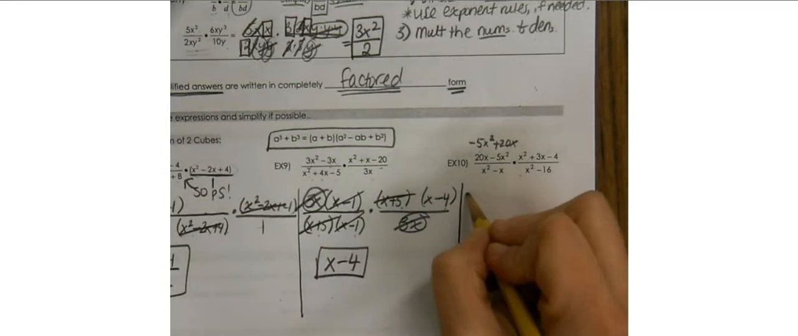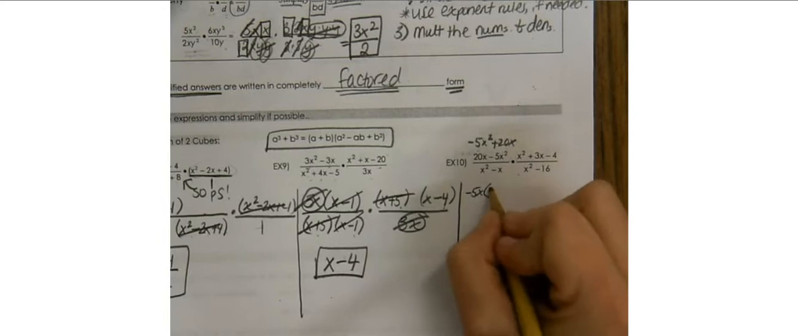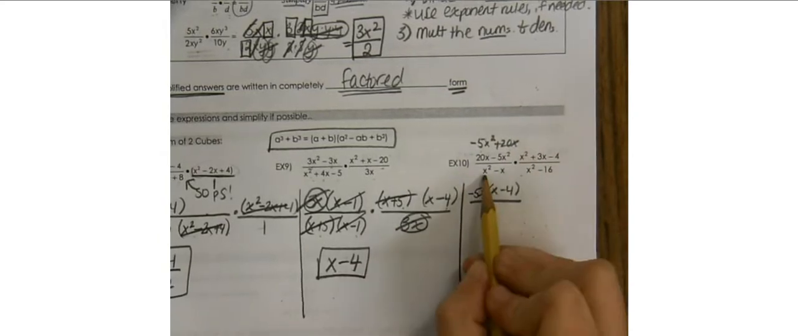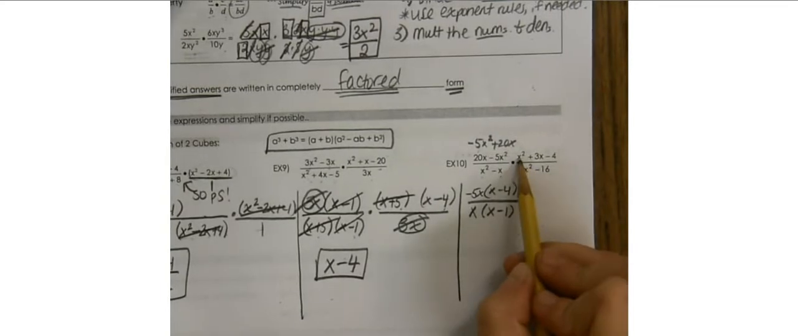So I'm going to factor out a -5x, and my leftovers is going to be an x minus 4. This is all over. X squared and x, they both have in common an x, and my leftovers is going to be an x minus 1 times x squared plus 3x minus 4.